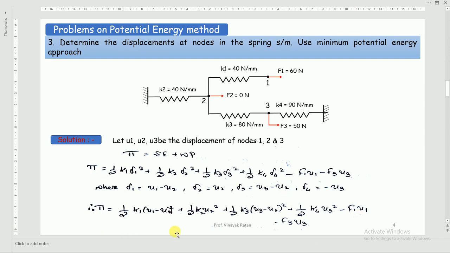Now once you get this equation, substitute the values of delta 1, delta 2, delta 3 and delta 4. Then minimize this equation with respect to u1, u2 and u3, get the three system of equations, substitute the values and solve for u1, u2 and u3. I'll wait for 2 minutes and you solve and tell me the answers.